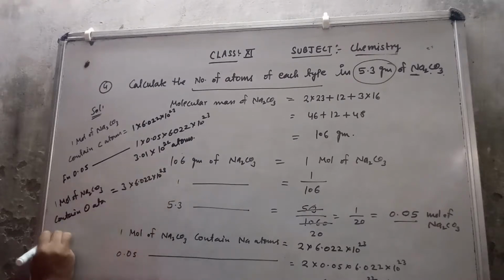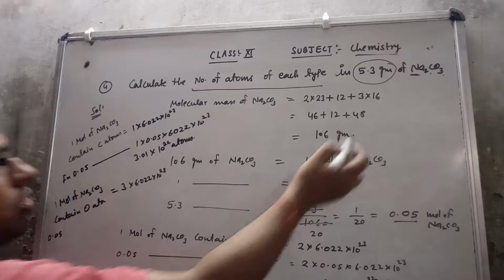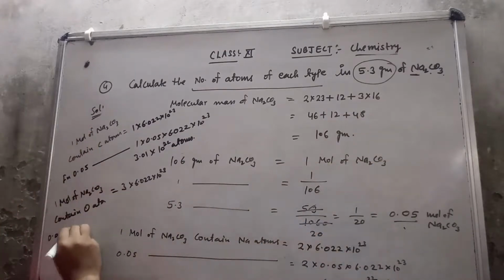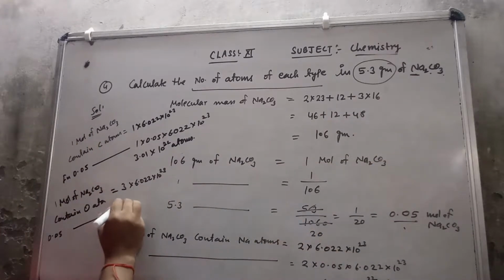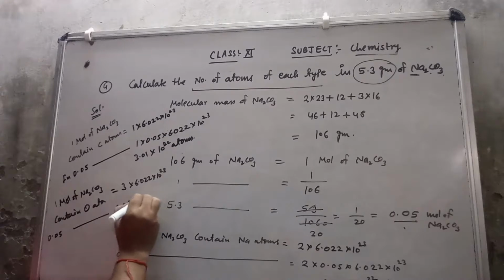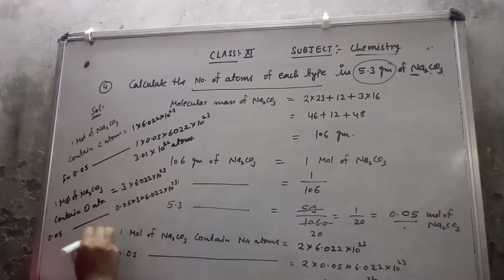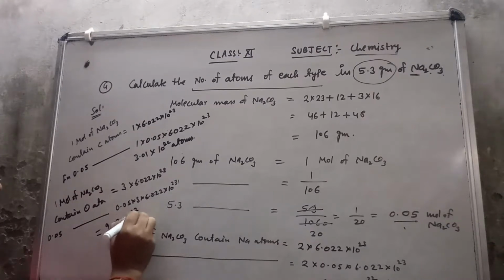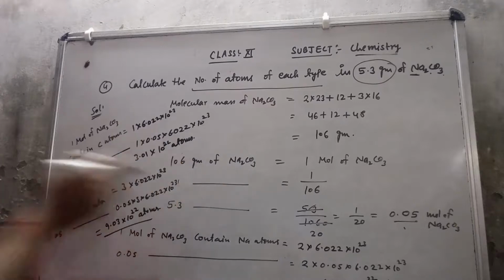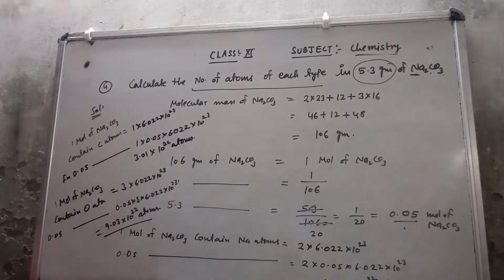So in 0.05, because the total is 0.05, they are given to us. In how much oxygen atom is available? So 0.05 multiplied by 3 multiplied by 6.022 into 10 raised to the power 23. You multiply it, you are getting 9.03 into 10 raised to the power 22 oxygen atoms. So this is a way by which we can solve this numerical. I hope you have understood.